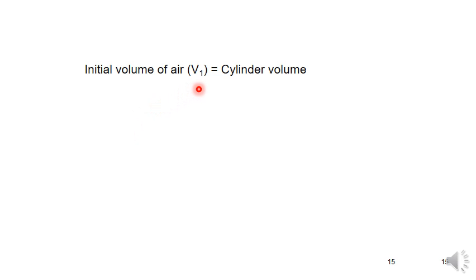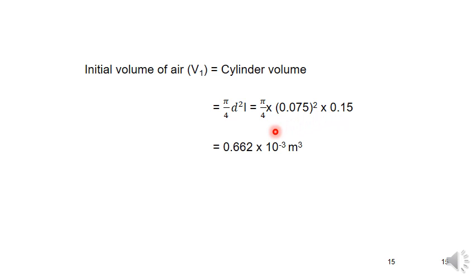So the initial volume of the air is the cylinder volume, so pi by 4 d square L. We know that when the diameter and the length of the stroke are given, the volume of the cylinder is pi by 4 d square L. They have given the diameter in mm, so we are converting mm into meters. So d square means 0.075 square into 0.15. So we will get 0.662 into 10 to the power of minus 3 meter cube. It is a volume, that's why the unit is meter cube.